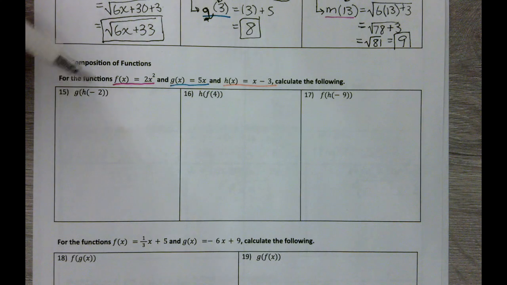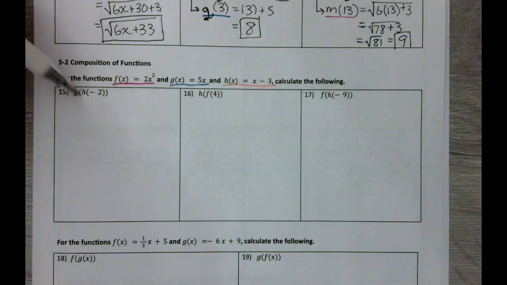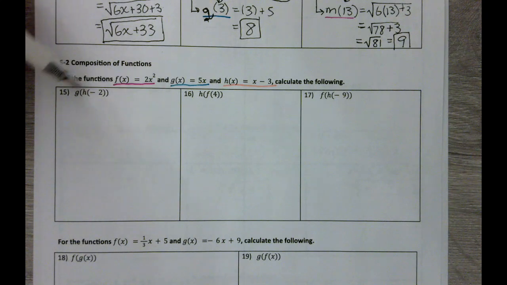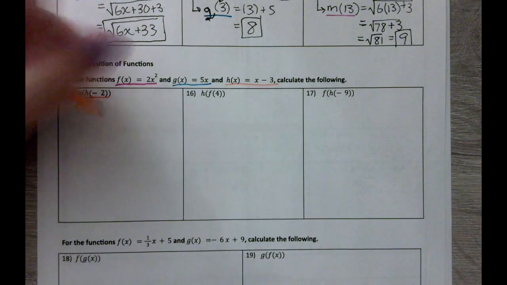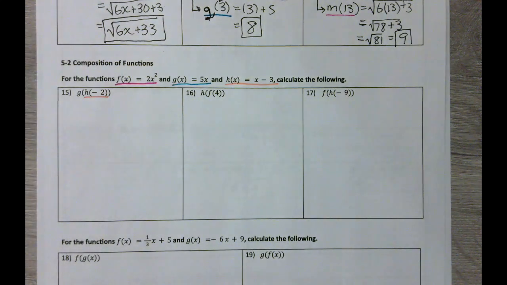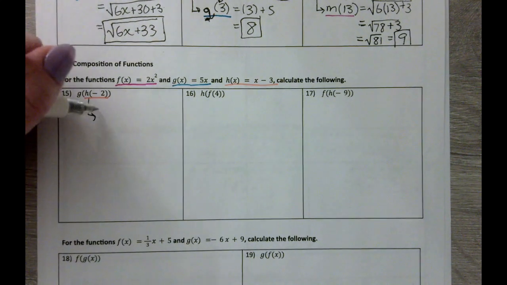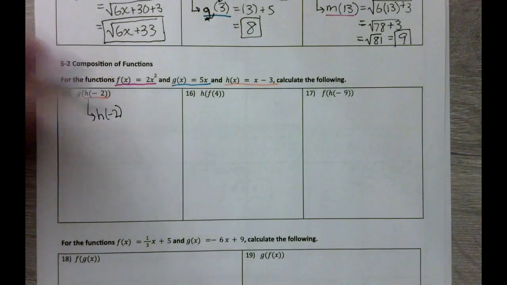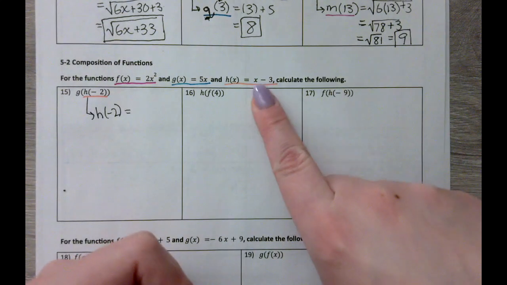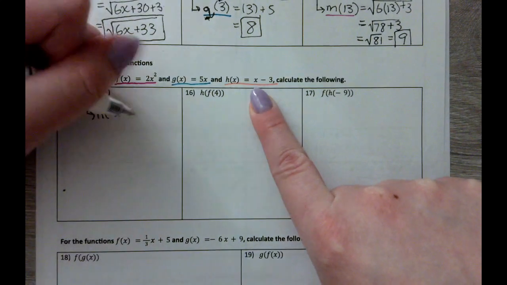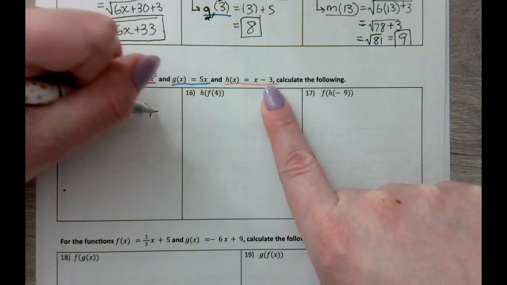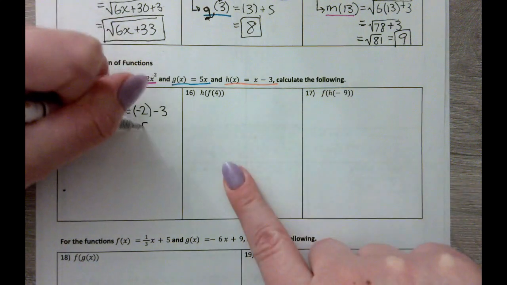G of h of negative 2. So we're going to figure out h of negative 2. Then we'll replace this and plug whatever that number is into g. So here I've got my orange function, h of negative 2. So I'm looking at h. H is x minus 3. So I'm going to put a negative 2 instead of x. Negative 2 minus 3 is negative 5.